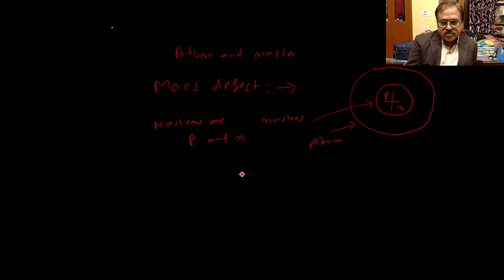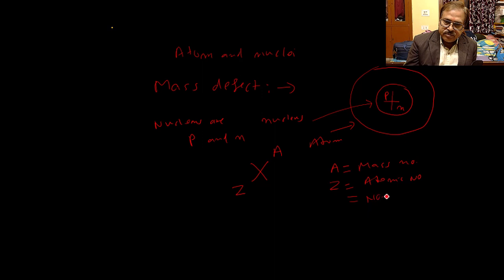We used to show the nuclide as X, any unknown symbol, which shows the atom where atomic number Z and mass number A is given. A is the mass number and Z is the atomic number. And we know that the atomic number is decided by the number of protons present in the nucleus.